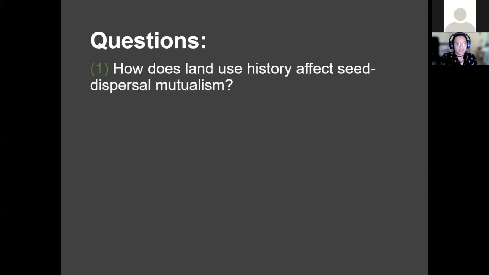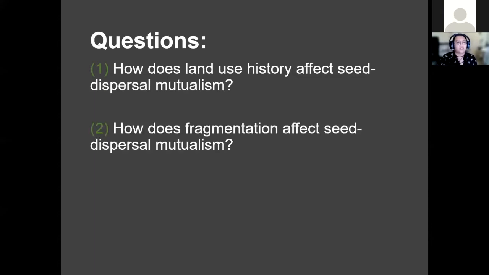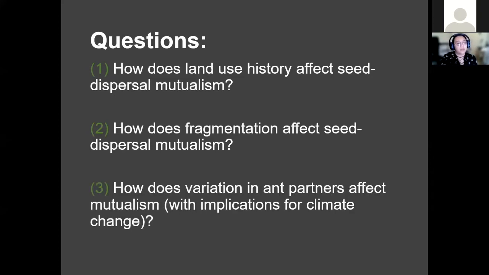So this leads to my questions today. Knowing the importance of this mutualism in understory communities, today I will be asking and hopefully answering: one, how does land use history affect ant-mediated seed dispersal? Two, how does fragmentation affect seed dispersal in this particular mutualism? And three, how does variation in ant partners affect this ant-mediated seed dispersal mutualism, specifically thinking about implications for climate change?